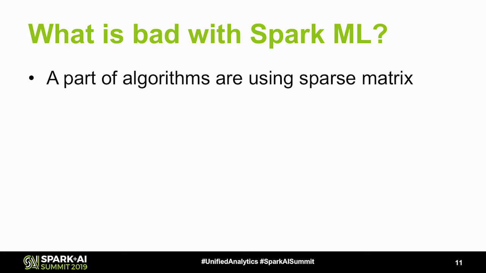Also, that's not all. Part of the algorithms are using sparse matrix. I hate sparse matrix because matrix computation like multiplication can be easily parallelized, of course, but many matrix operations are not easy to implement in a distributed version. You should have the whole matrix on all nodes of your computing cluster. That's bad.